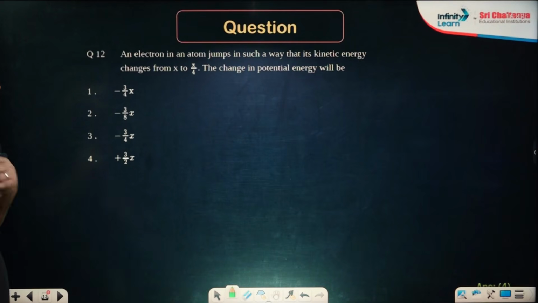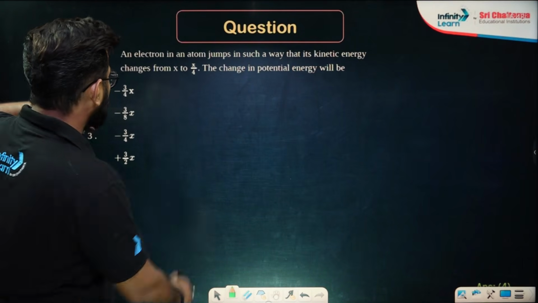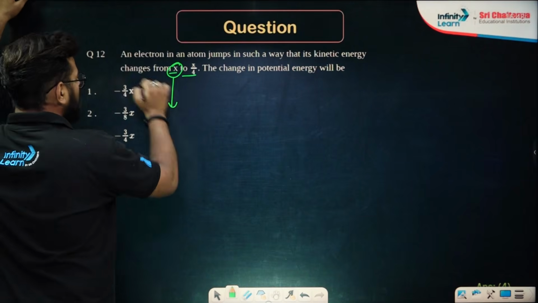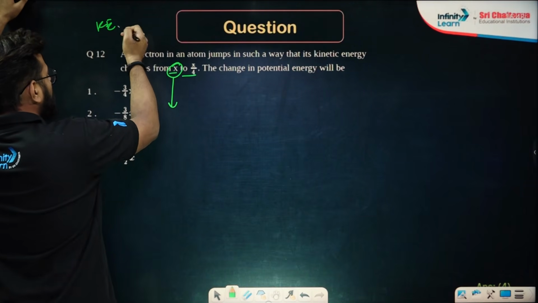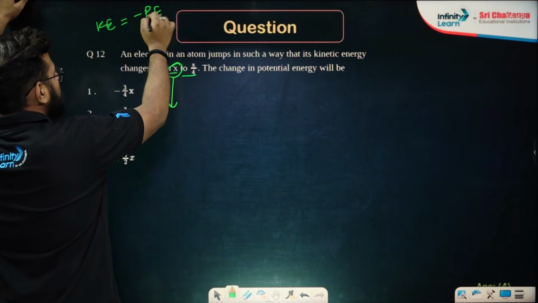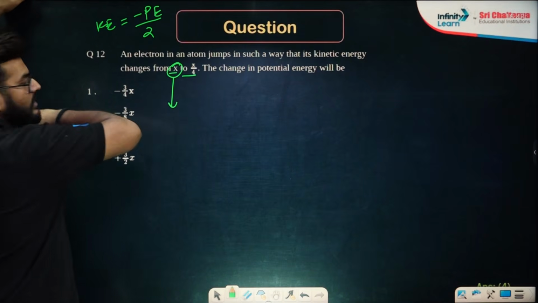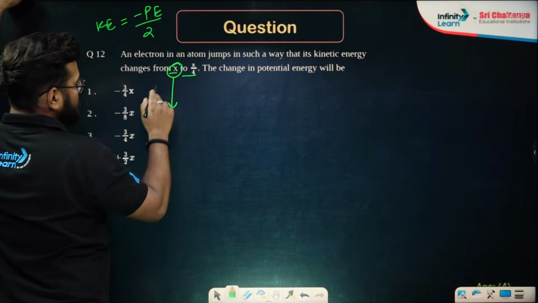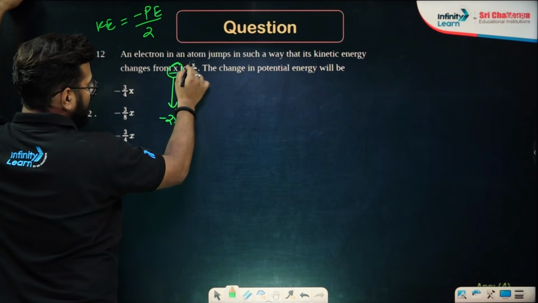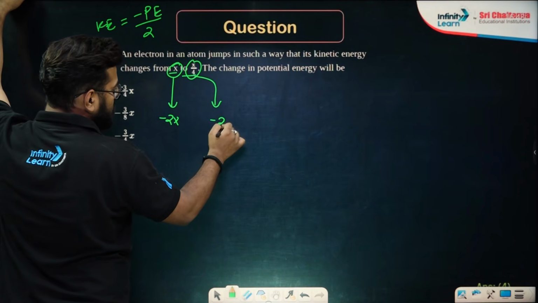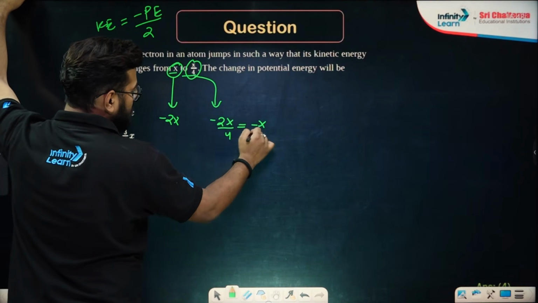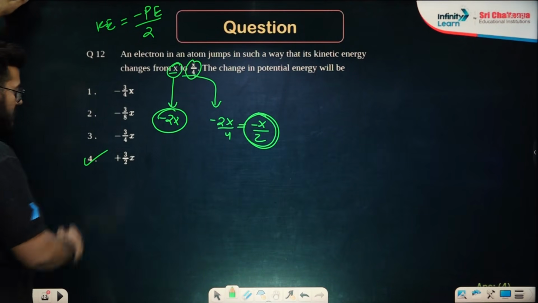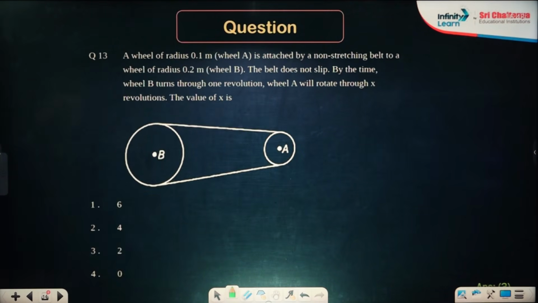An electron in an atom jumps in such a way that its kinetic energy changes from x to x by 4. The change in potential energy? See, kinetic energy is always equal to the negative of potential energy, or negative of potential energy by 2. So potential energy is basically minus 2 times k. Here it's going to be minus 2x, and here the potential energy will be minus 2 into x by 4, that is minus x by 2. The difference from this to this is going to be plus 3x by 2. So option number 4 is the correct answer.